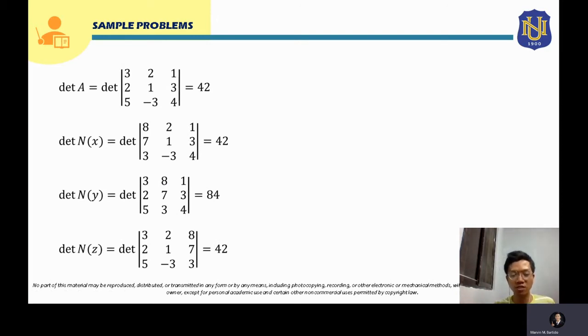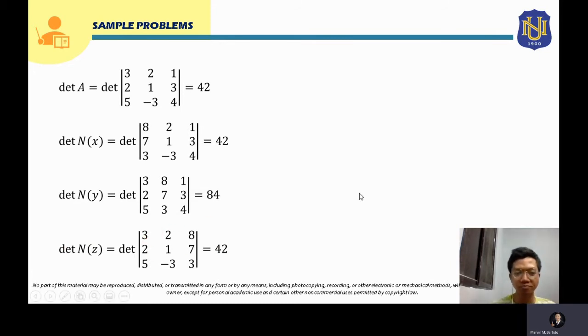Now for the determinant of Nz, we just have to replace the column wherein the z variable is located by the constants 8, 7, and 3. So solving for the determinant of this Nz, that will give you the determinant of Nz, and that will be 42. Using the basket method to solve that.